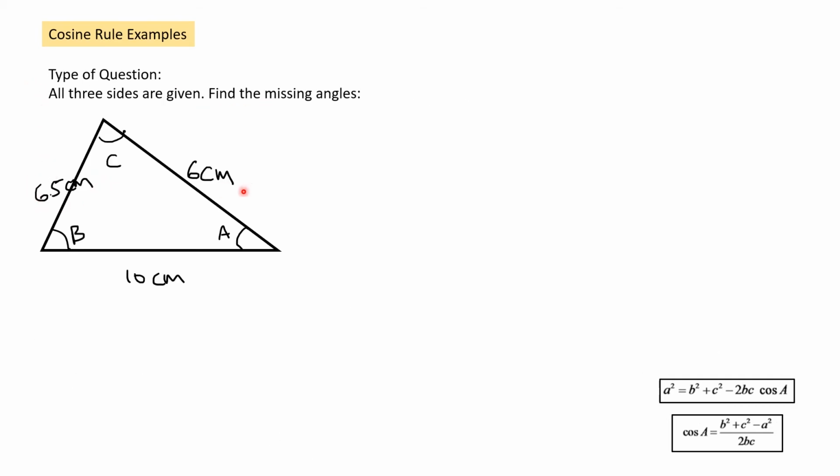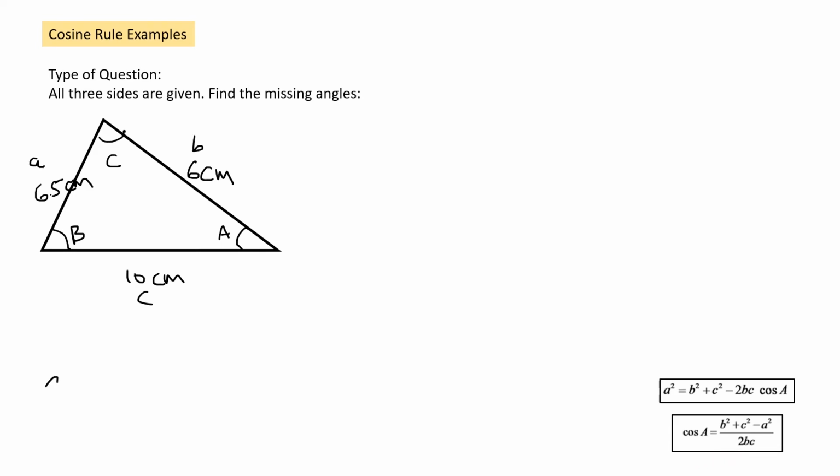Let's move on to the next type of question. They have given you all three sides. We have been asked to find the missing angles. Okay, let me show you how to do this one. So they're asking for missing angles, so we need to use the second version of the cosine rule.